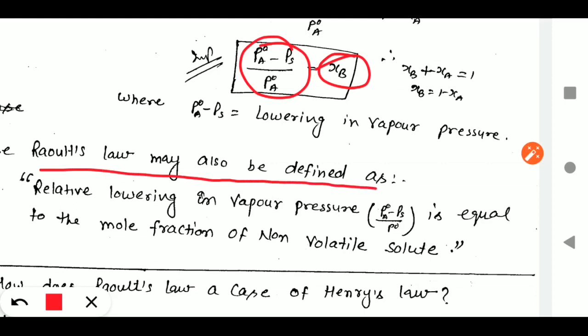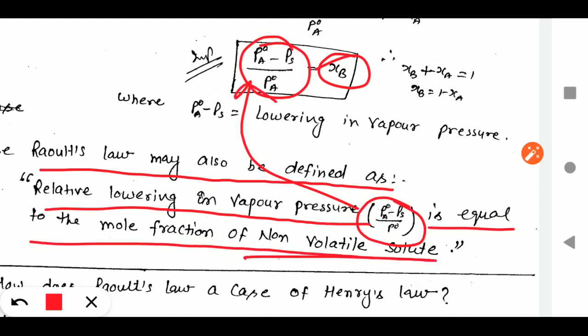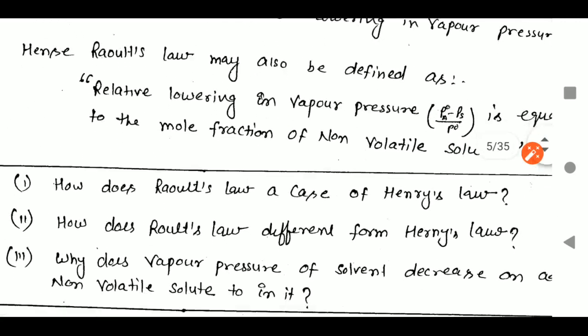Raoult's law may also be defined as relative lowering in vapor pressure, that is this quantity, is equal to the mole fraction of non-volatile solute. So it is equal to the mole fraction of non-volatile solute. So students, these are three definitions, and these are very, very important.